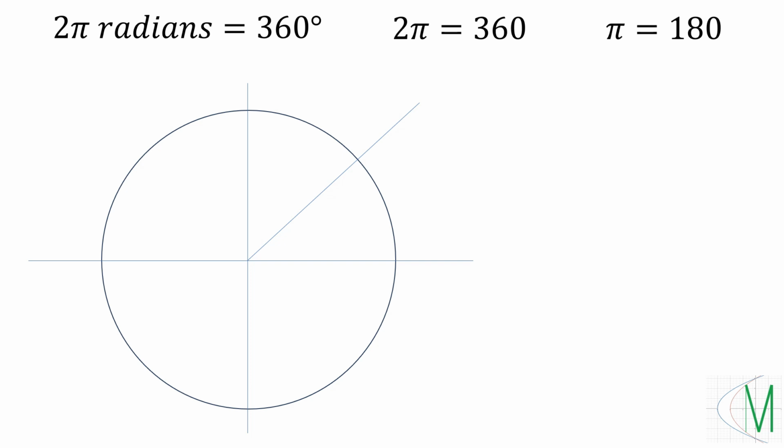Now before I move on, though, I do want to point this out. 2 pi is the same as 360 degrees. That's all the way around the circle: 2 pi radians, the same as 360 degrees. Halfway around the circle is 180 degrees. That's pi radians. So we just used math to show that this is true.